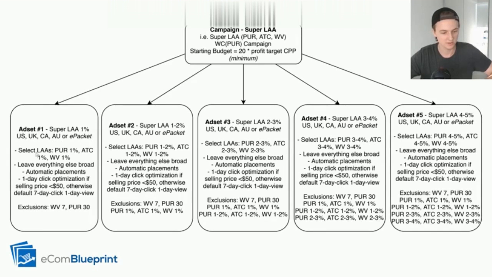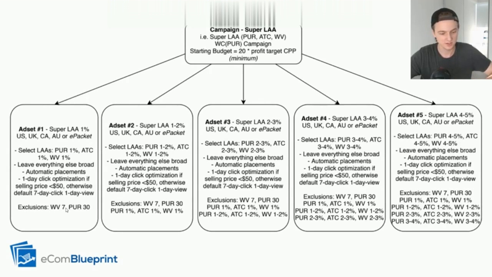And so you want to select the 3 lookalike audiences. You want to select purchase 1%, add to cart 1%, website visitors 1%. Leave everything else broad. You don't want to narrow it down by age or by location. You want to leave everything broad. Automatic placements. 1-day click optimization if your selling price is under $50. Otherwise, the default 7-day click, 1-day view.